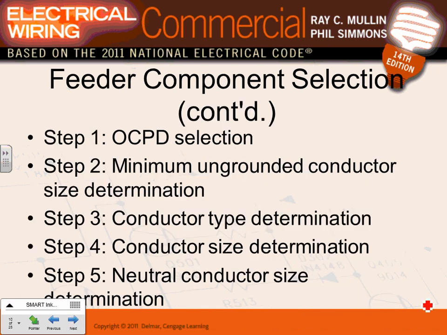This is just the steps, guys, of feeder connections. They have 5 steps or so. Overcurrent protection device, let's just say 225 amp. Minimum ungrounded conductor, let's say 2/0, right? Conductor type determination, THHN. Conductor size determination, the same thing, 2/0. This is the same conductor.